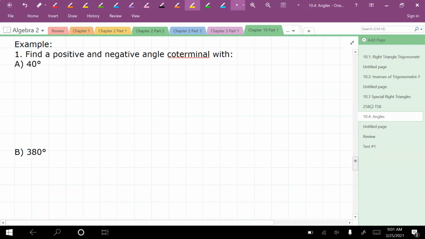Okay, so try A and try B. Find a positive and find a negative coterminal angle with those two.